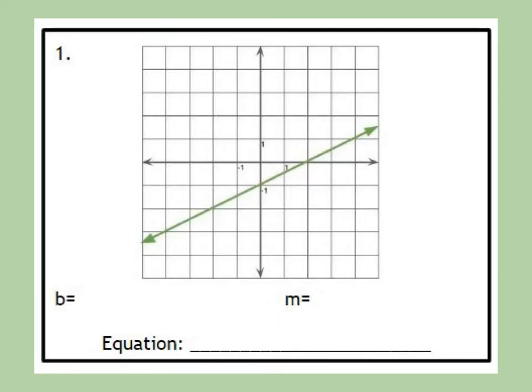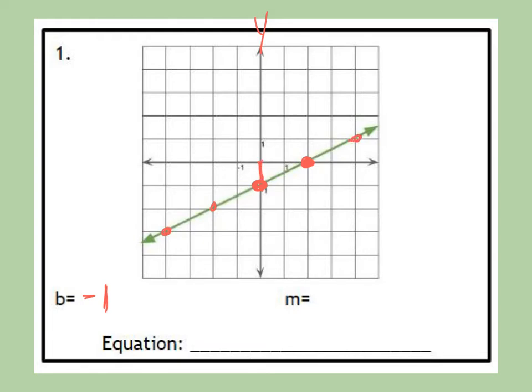Number 1. So first off, I'm going to figure out where it crosses the y-axis. Remember, the y-axis goes up and down. So it's going to cross at -1. That's going to be my b. My m is, I need to figure out my slope. So I need another point for slope. I would probably just use this one here, but there are a couple of points on this line that would be good, such as right here, right here, right here. They're all going to get you the right answer.